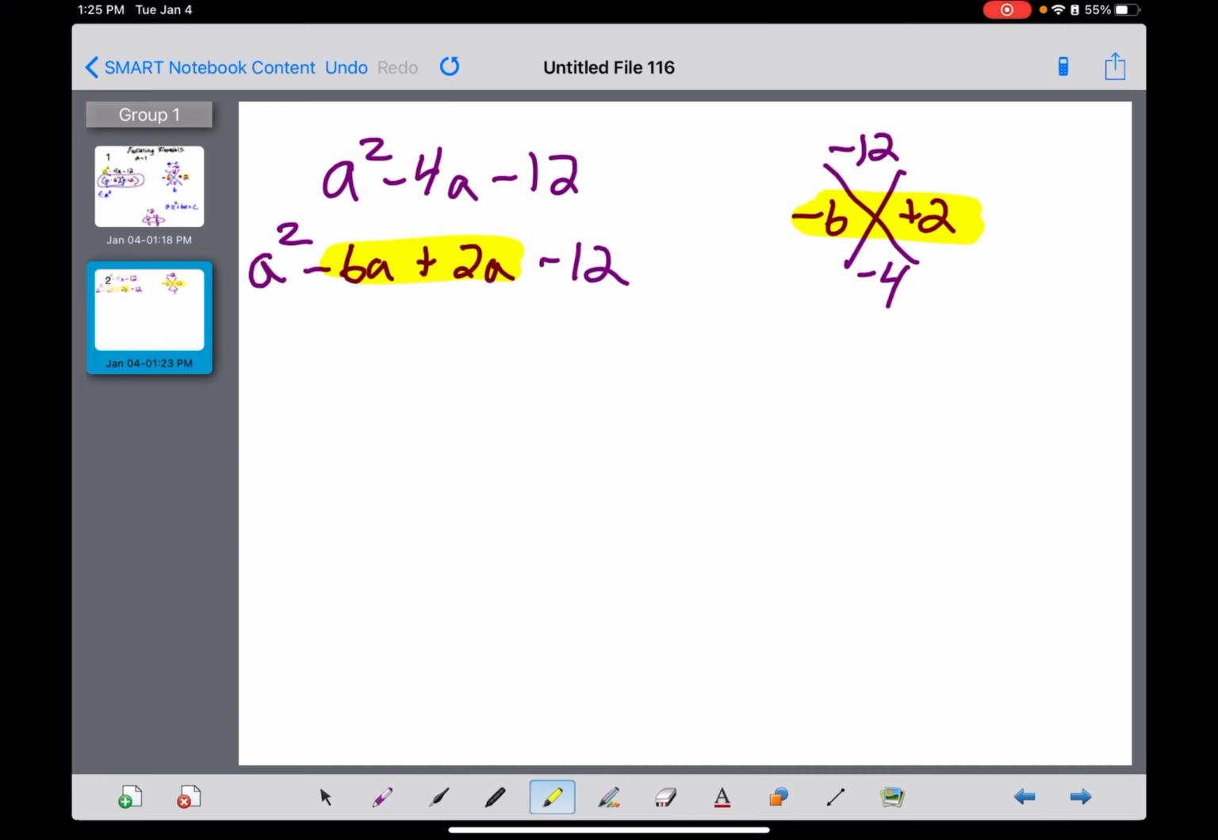Now we look at it, and we can factor this by grouping. As we talked about, if you have 4 terms, you can factor it by grouping.